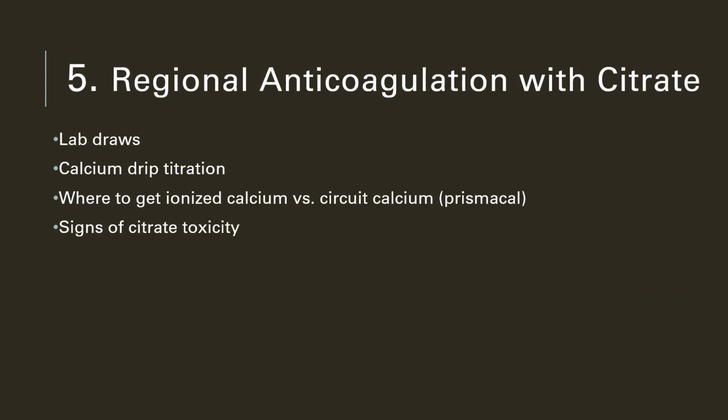Regional anticoagulation with citrate. Lab draws are done every 2 hours when a nurse is running CRRT with citrate until therapeutic, in which case they can go to every 6 hours. Calcium drip titration is done per the table that can be found through a link on the MAR that goes to the table on Policy Manager or Lucid, and there's also a copy of it on the CRRT SharePoint.